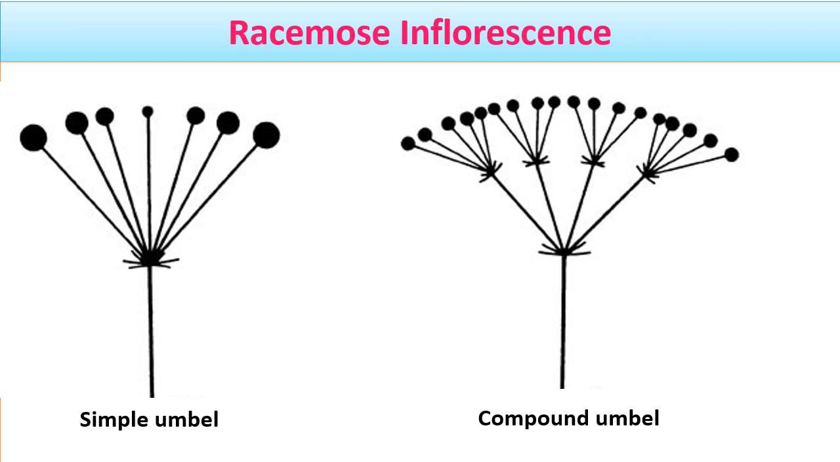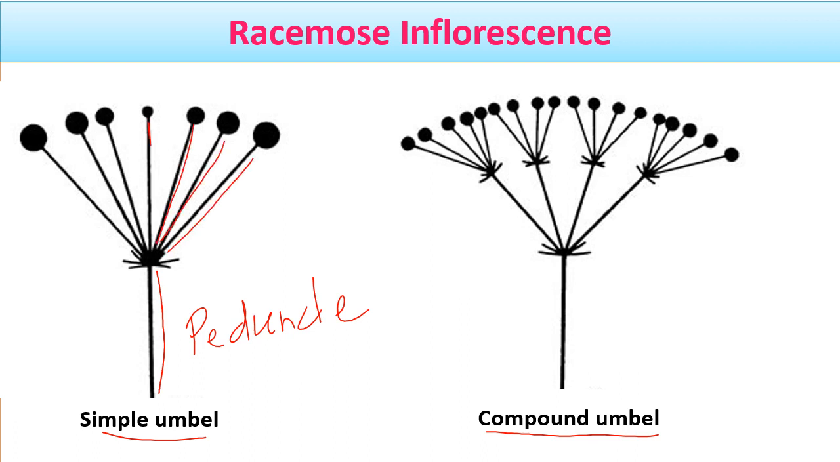Then another subtype of racemose inflorescence is simple umbel and compound umbel. Let's see what that is. This is the stalk of the inflorescence, and this is called the peduncle. Now if you look here, this is the stalk of an individual flower. These are called pedicels, the pedicels of individual flowers.